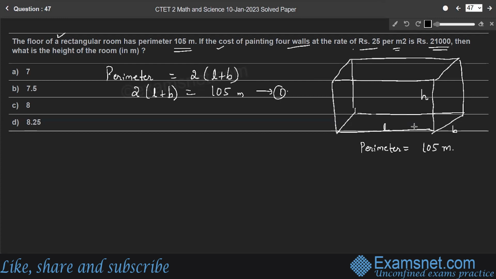Right? So we have to paint 2 plus 2 walls, right? 4 walls. Therefore, using this information, we can find volume of the room, right? So finally, we have to find height of the room, right? So here students, before going to volume, we'll consider the cost per meter square is 25 rupees, right? So area to be painted.